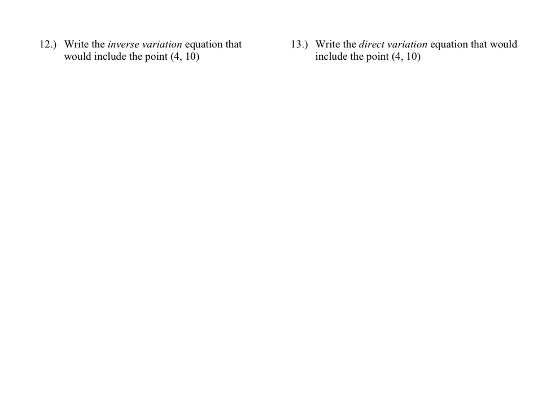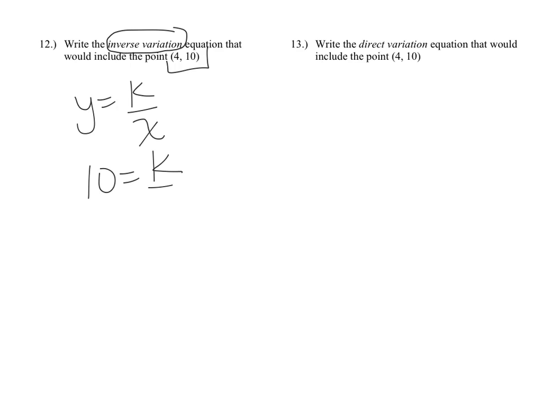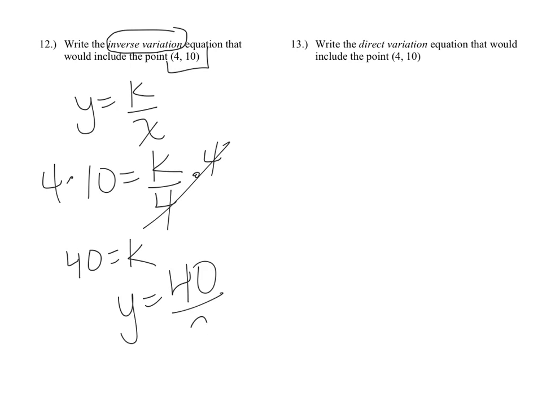Okay, number 12. Write the inverse variation equation that would include the point 4, 10. Well, that's easy. We know inverse variation. We know the form of the equation is y equals k over x. What do I need to find? I need to find k. I know that x is 4, y is 10. So I'm going to have 10 equals k over 4. Solve for k. Multiply both sides by 4. You get that 40 is equal to k. It says write the equation. So your equation is y equals 40 over x.